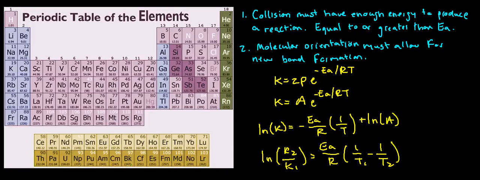Rate constants obey the Arrhenius equation. The Arrhenius equation follows a couple of very simple principles. First, the collision must have enough energy to produce a reaction. Therefore, it must be equal to or greater than the activation energy. And second, the molecular orientation must allow for new bond formation.